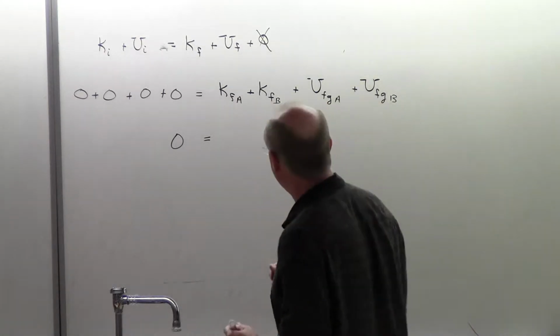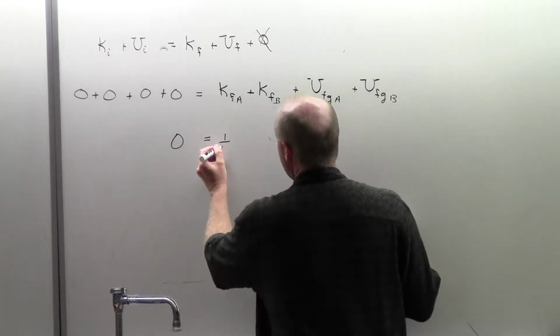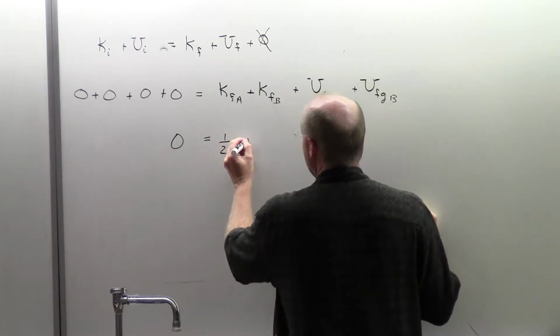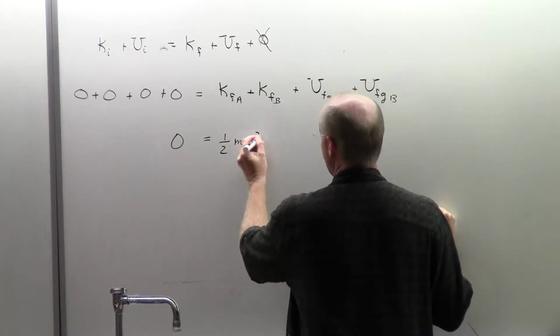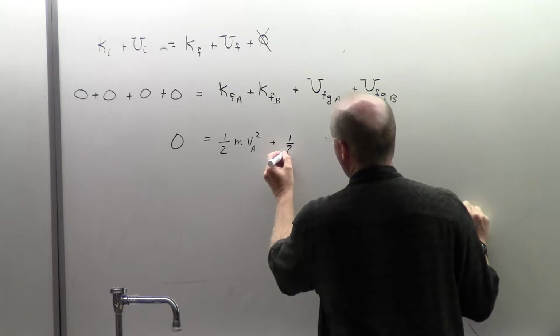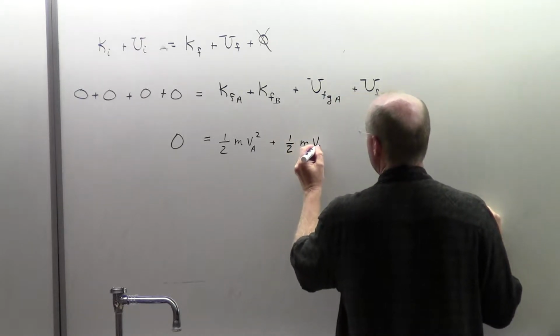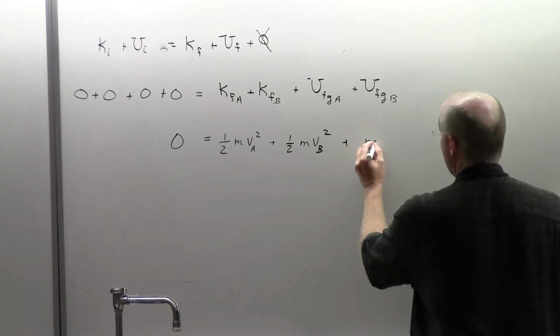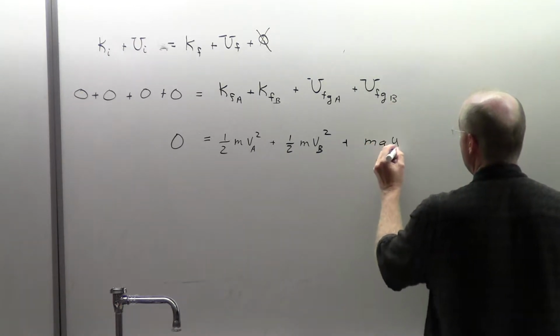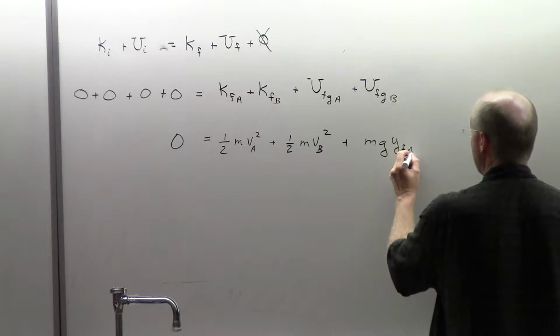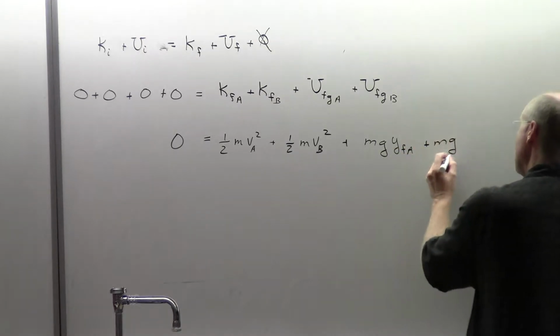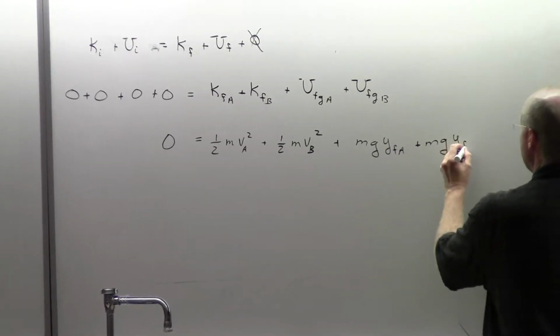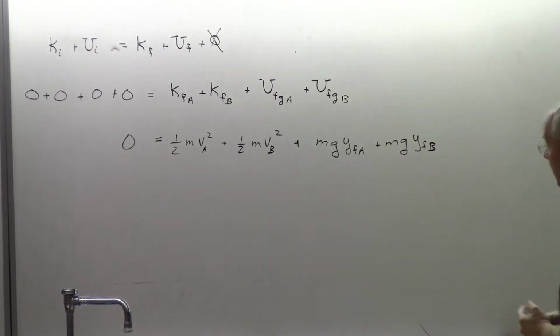And let me do that first. This would be 1/2 times m, and this would be the velocity of A squared. Where the other one would be 1/2 m times the velocity of B squared. Whereas over here, I would have an mg, and I would have a final height of A. And over here, I would have an mg and a final height of B. And so that would kind of be my breakdown.